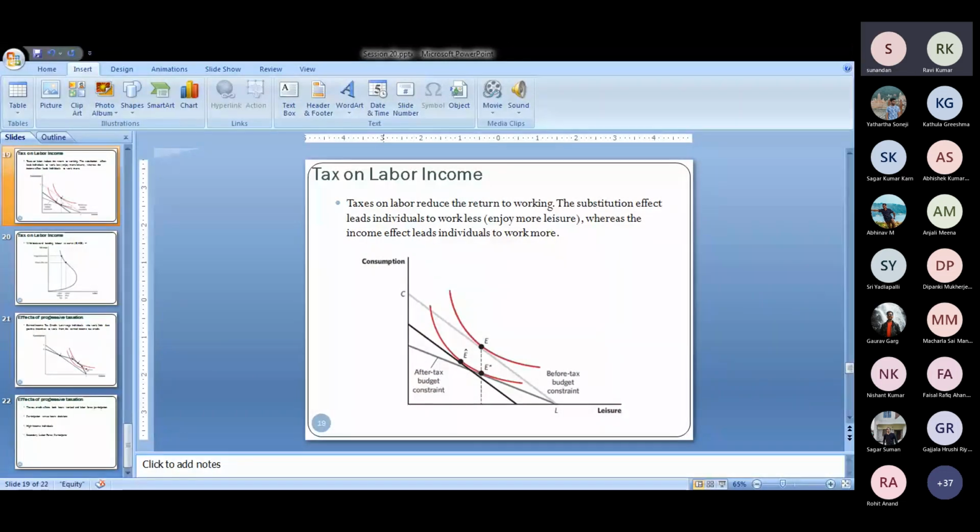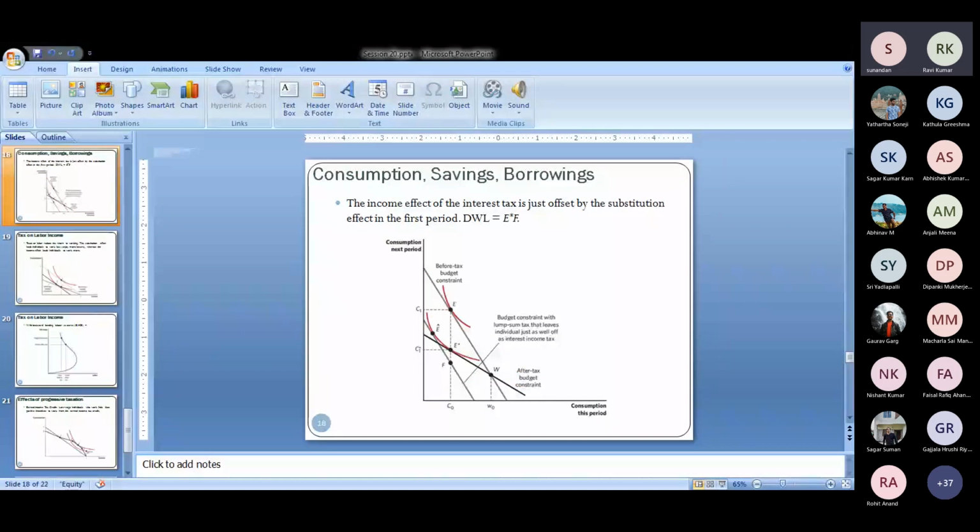Anyway, so again, we have a little complicated graph in front of us. In this case, the interest that I earn by saving today is being taxed. What happens then? What happens to my consumption decision? First thing first, because income remains the same, it is only the earning from my savings, that interest part, which is being taxed. So it will pivot around W, the point W.